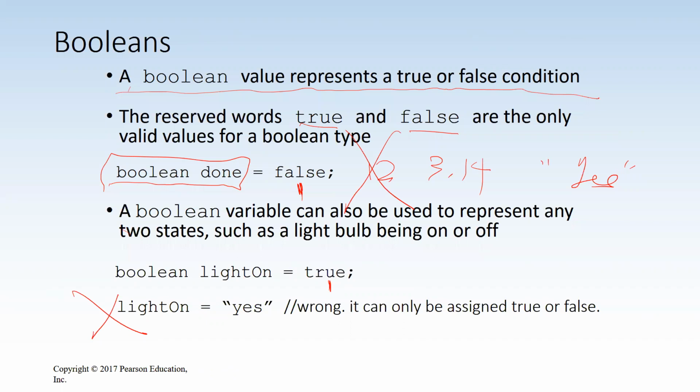So for a Boolean, there are only 2 values. How much memory space do you think it needs?